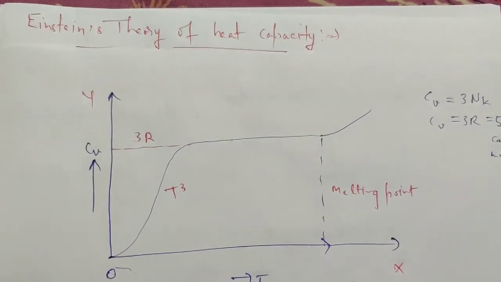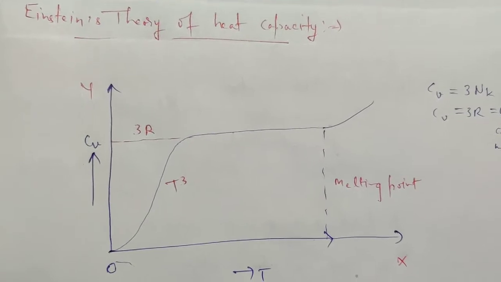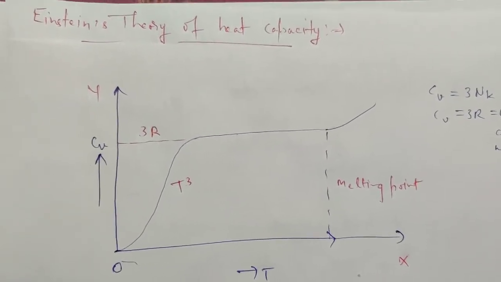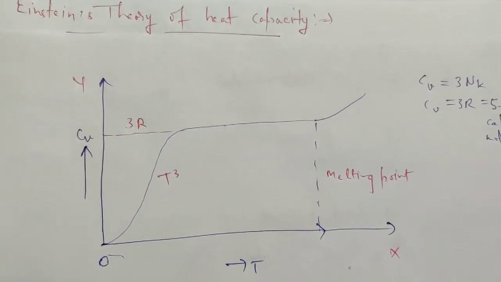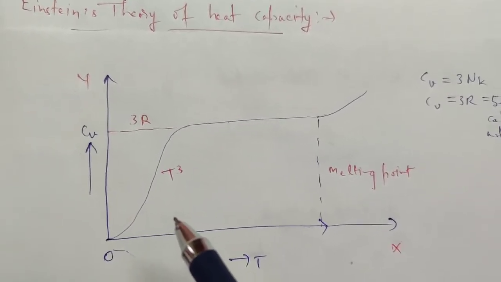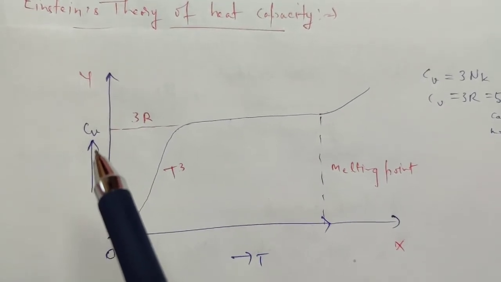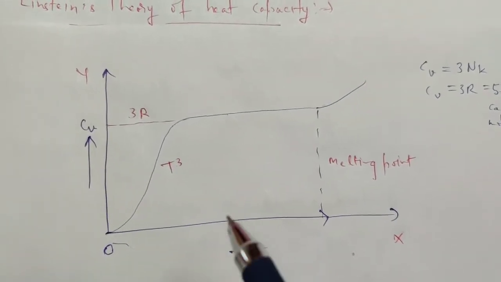So in today's lecture we are going to discuss Einstein's theory of heat capacity. Einstein basically understood the flaw in the Dulong and Petit law. It is seen when you plot the specific heat capacity at constant volume with respect to temperature.